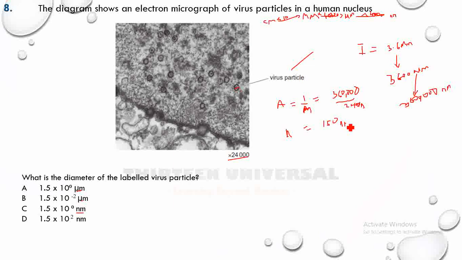Now if you check the options, which one carries it? That 150 is the same thing as 1.5 times 10 to the power 2. If you move the decimal, 1, 2, that's 1.5 times 10 to the power 2. Yes, so the option there is this. If you have any questions, let us know. So this is the answer.